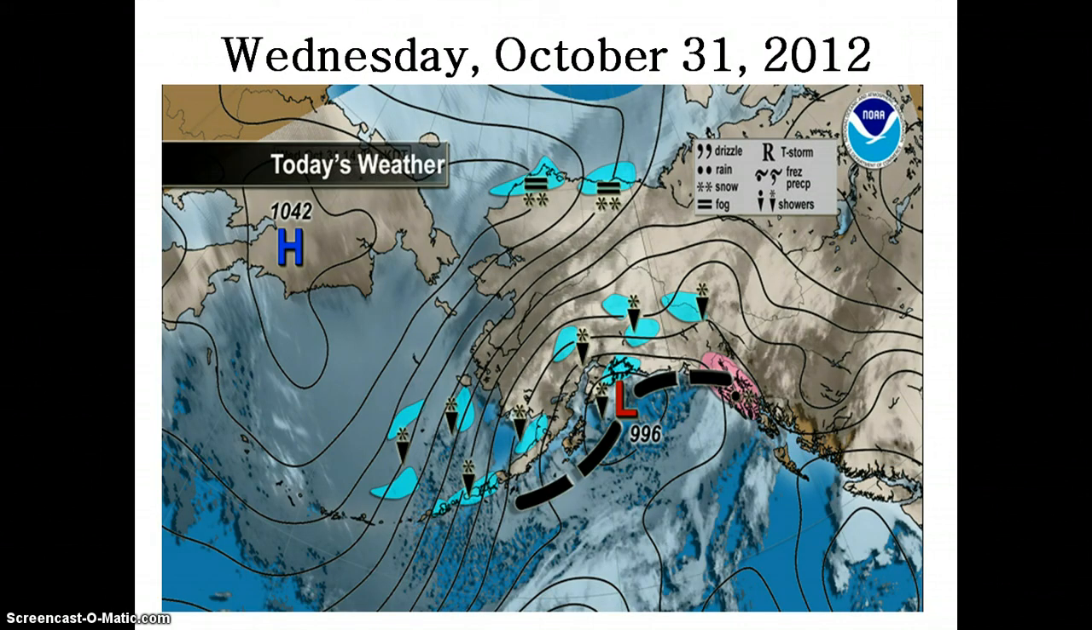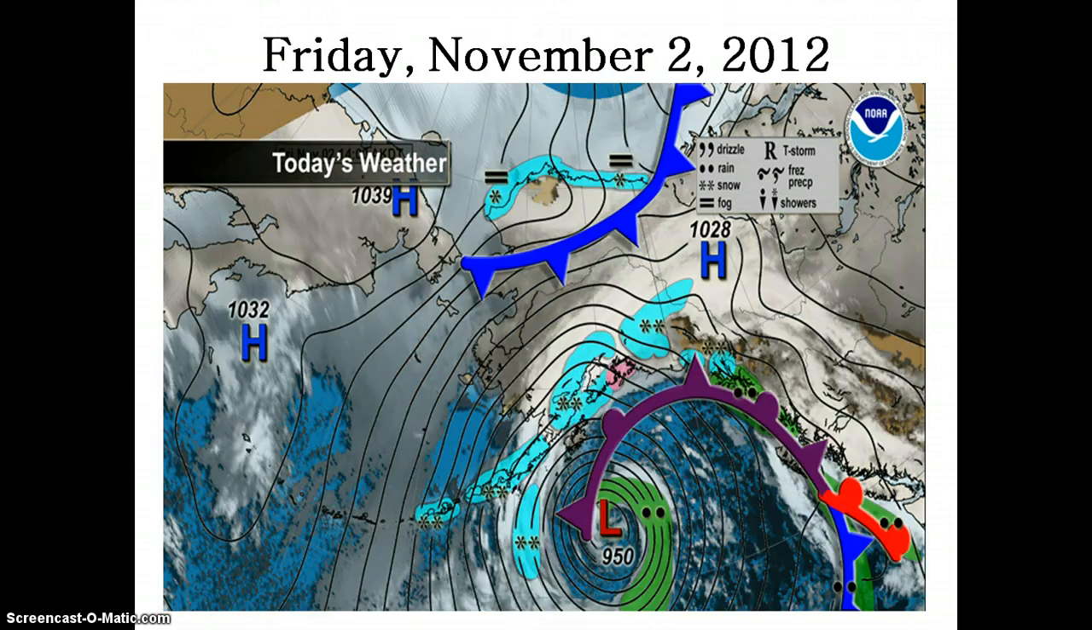And then Wednesday, you can see that another low pressure system has moved over the Kodiak region and south central region, bringing with it again some cloudier weather. And then sort of the same view here, cloudier weather and a low pressure system in the Kodiak region that brought with it some of the warmer temperatures that we had experienced looking at the plots.